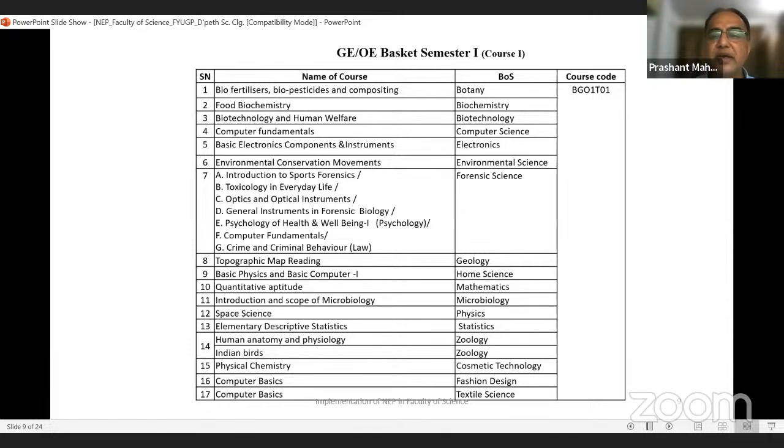Food biochemistry is the subject of biochemistry. Biotechnology and human welfare is the subject of biotechnology. Computer fundamentals is the subject of computer science. Like this, except forensic science and zoology, every Board of Studies has offered a single subject in open elective. And even after offering one, there are 17.